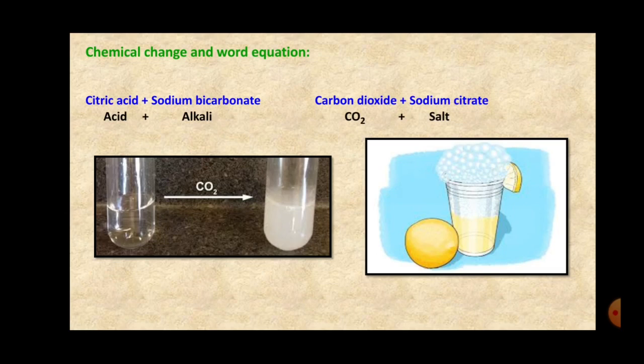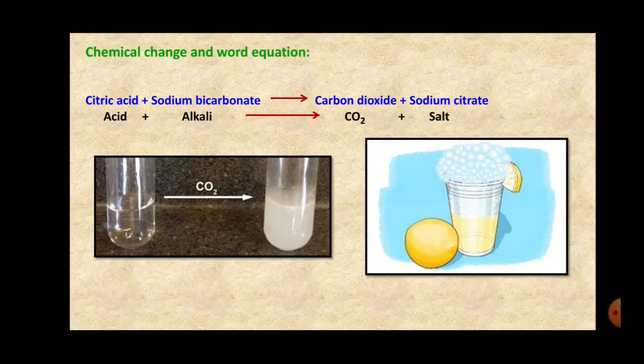When baking soda is added to lemon juice, a chemical change takes place and the lemon juice taste changes and the gas is formed. Now this gas is carbon dioxide. So how can we write this chemical change in the word equation? Now the lemon juice contains citric acid. When we add baking soda, that is sodium bicarbonate, carbon dioxide gas is given out and sodium citrate salt is formed.